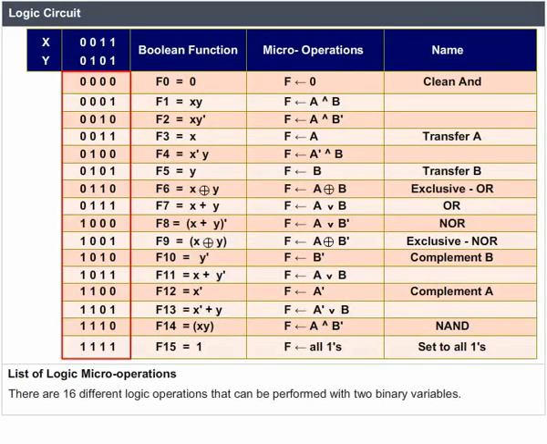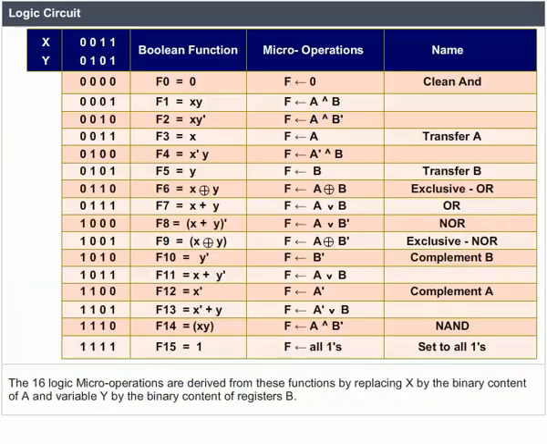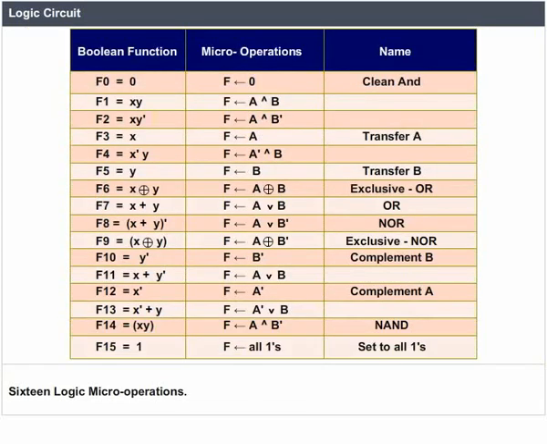List of logic micro-operations. There are 16 different logic operations that can be performed with two binary variables. The 16 Boolean functions of two variables x and y are expressed in algebraic form. The 16 logic micro-operations are derived from these functions by replacing x by the binary content of register A and variable y by the binary content of register B. 16 logic micro-operations.